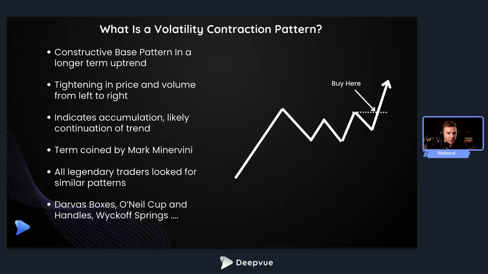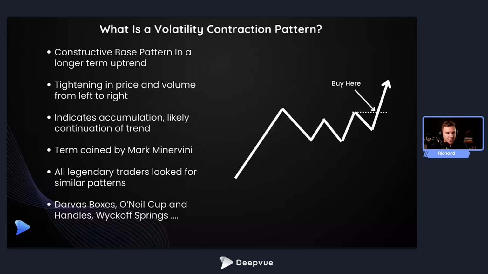What is a volatility contraction pattern? Essentially, it's an element of market structure where stocks move from expansion, then they compress, and then they expand again. This expansion can be upwards or downwards, but this is just how stocks tend to move as a function of supply and demand.